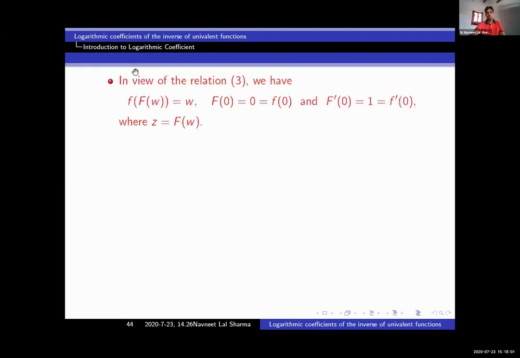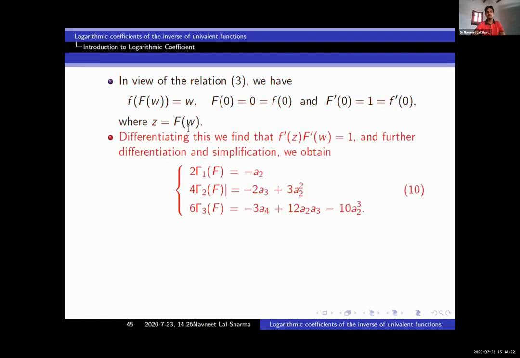And also meanwhile, we will take the formula: the inverse of small f, I am denoting by capital F, is the inverse of small f. So f of F of w is equal to w and satisfies this relation. That means we can say here z is equal to f of w. Now I am differentiating this, then I have this relation, and after that I differentiate again, then I compare the coefficients and simplify. Then we will get the relation in terms of capital gamma 1, gamma 2 and gamma 3, the inverse coefficients, and this relation in terms of a2, a3 and a4.